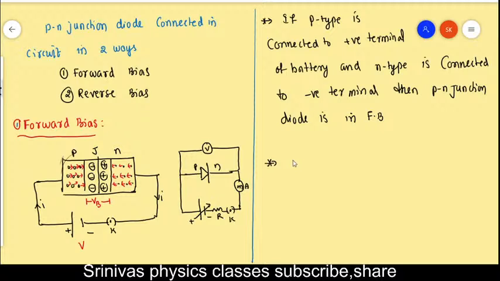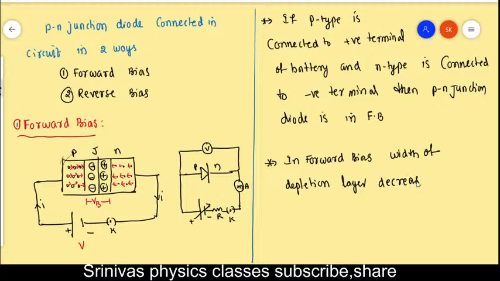In forward bias, what happens to the width of the depletion layer? The depletion layer is a layer free from electrons and holes. Now the holes are entering into the depletion layer. That's why the width decreases. In forward bias, the width of the depletion layer decreases and it disappears also.